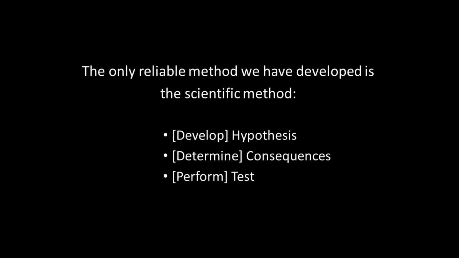As it turns out, the only reliable method we have developed is the scientific method. The scientific method is that we, 1, develop a hypothesis, 2, we determine the consequences of what that hypothesis implies, and 3, we perform a test or an experiment. If the hypothesis passes the test, then we move on to the next step. If it fails the test, then the hypothesis is wrong, and we discard that and we place that into the false. We map that hypothesis to false.